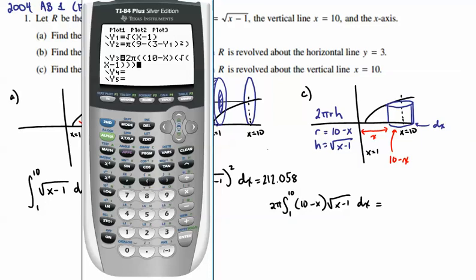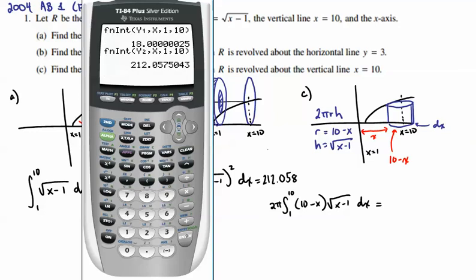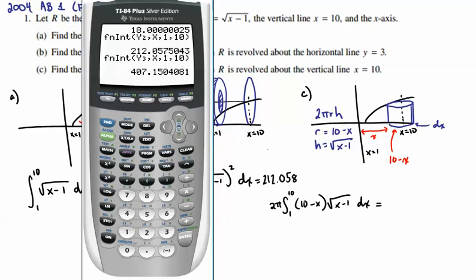And once again, all we're going to have to do now when we go back out to the home screen is to change the function name from y2 to y3. So go back out and do second enter to bring up the last fnint. So this becomes really convenient now. Variables, y variables, function, y3. Everything else stays the same. And hit enter. And this time we're going to get 407.150. And that does it for part C, and that does it for this whole problem here.